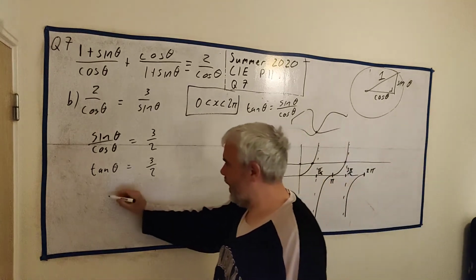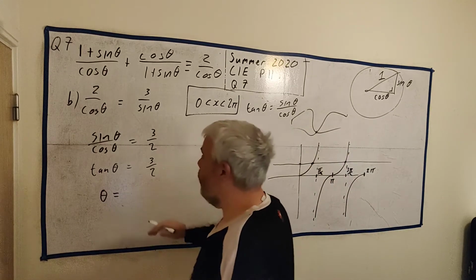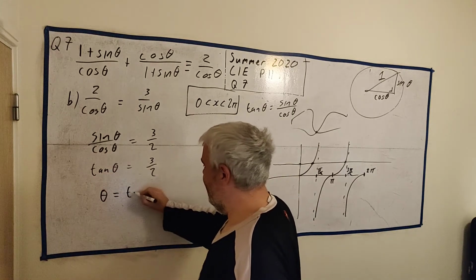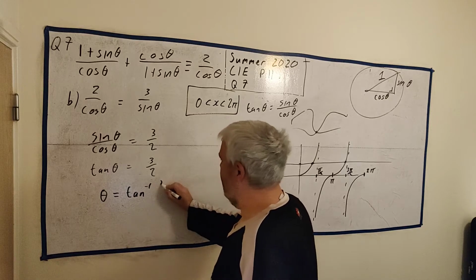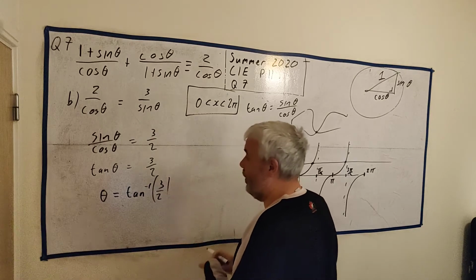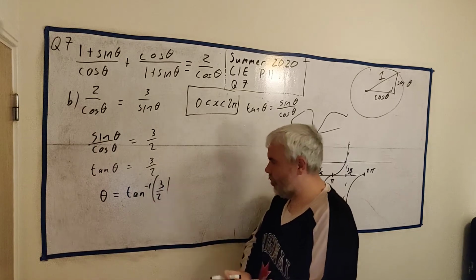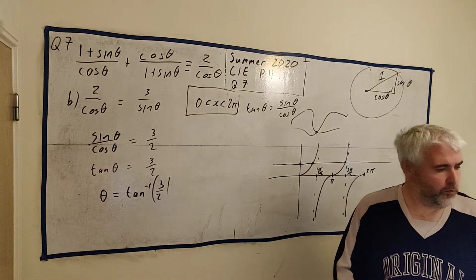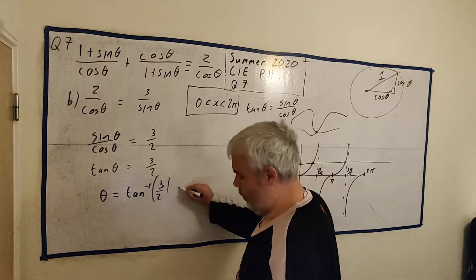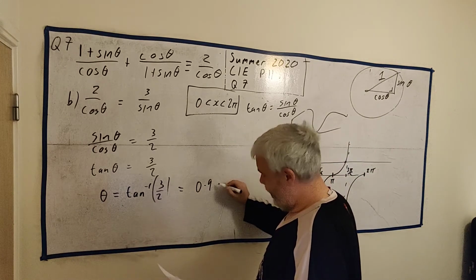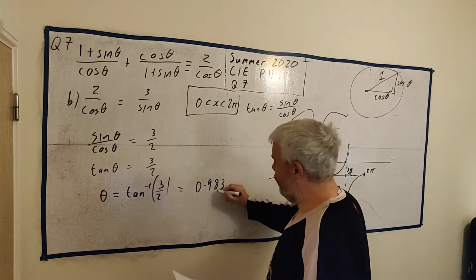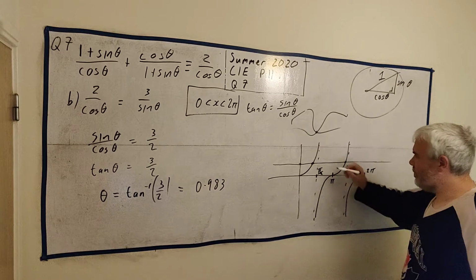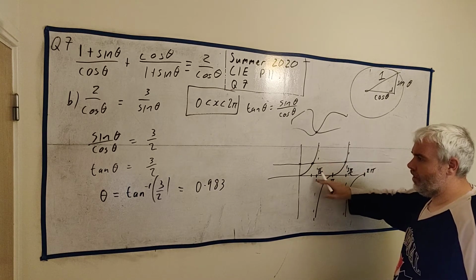So put this in on a calculator. Get the inverse tangent of both sides. Inverse tangent of 3 over 2. Inverse tangent and tangent destroy each other, and we're left with theta on this side. Put that into a calculator and you will get 0.983. That's to 3 significant figures. But that's not our only answer.